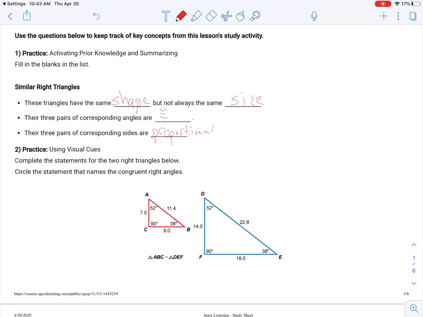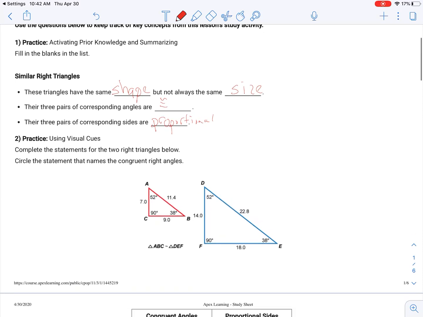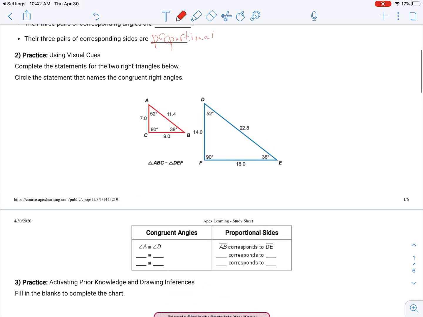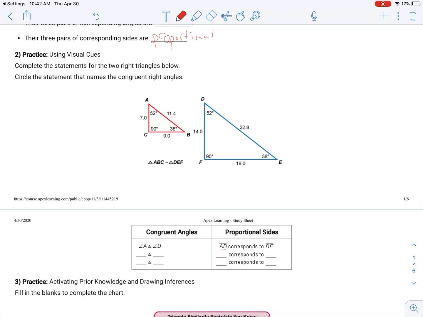Number 2, complete the statements for the two right triangles below. Circle the statement that names the congruent right angles. Okay, so this tells us that angle A equals angle D. Nice. And proportional sides are AB and DE. So what's AB? It's 11.4. And DE is 22.8. That's double. So it's proportional if they're all double.